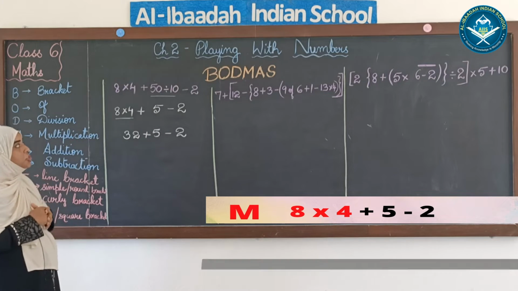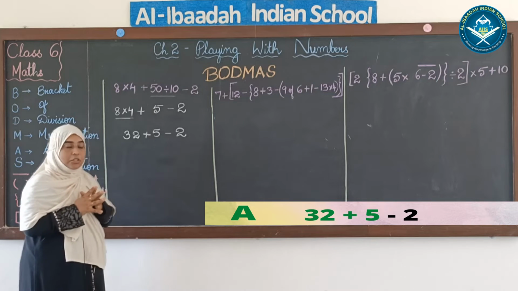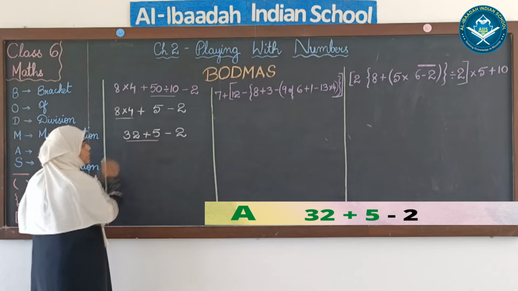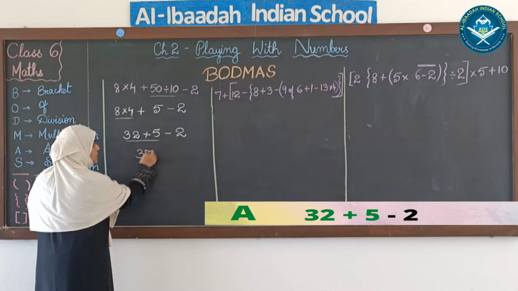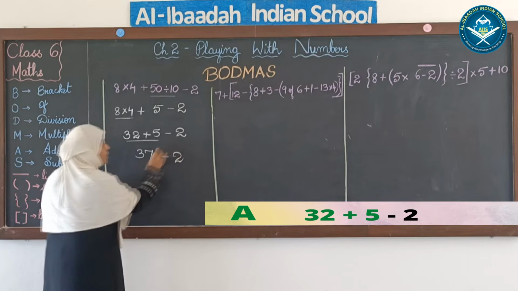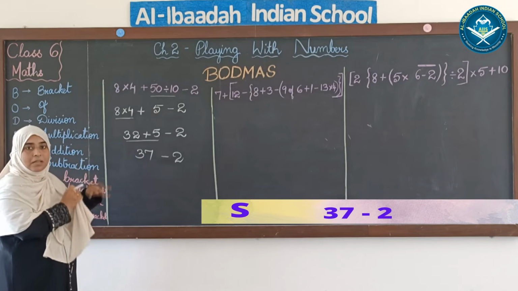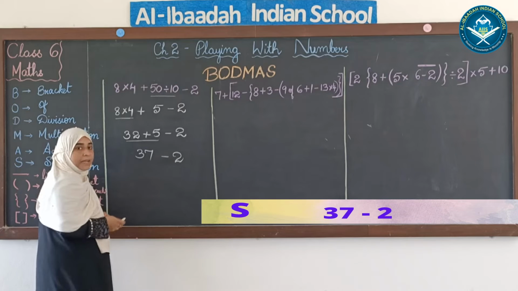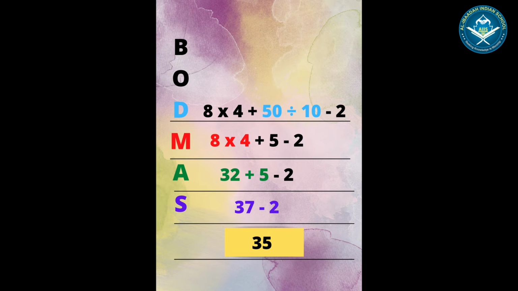Now after multiplication, the next that we have is A. A stands for addition. So we have to do addition. Okay, so 32 plus 5, 32 plus 5 is 37 minus 2. Now at the end you can see we are left with subtraction. So the last operation that we do is subtraction. So 37 minus 2 is 35. So this is our answer. Understood? When we have more than one operation in a question, then we have to follow the order, BODMAS.